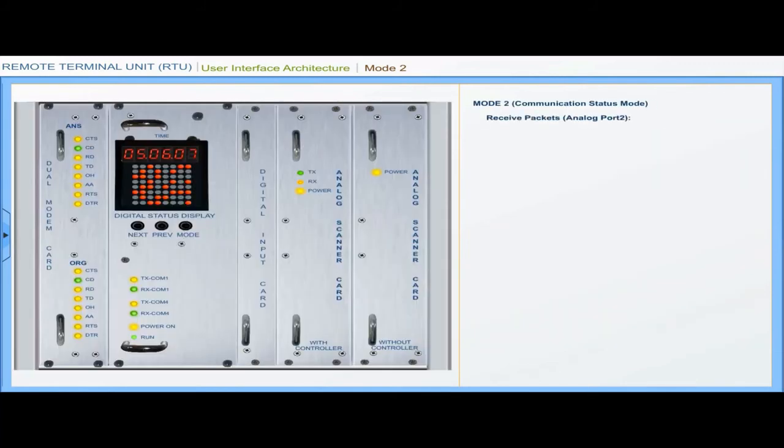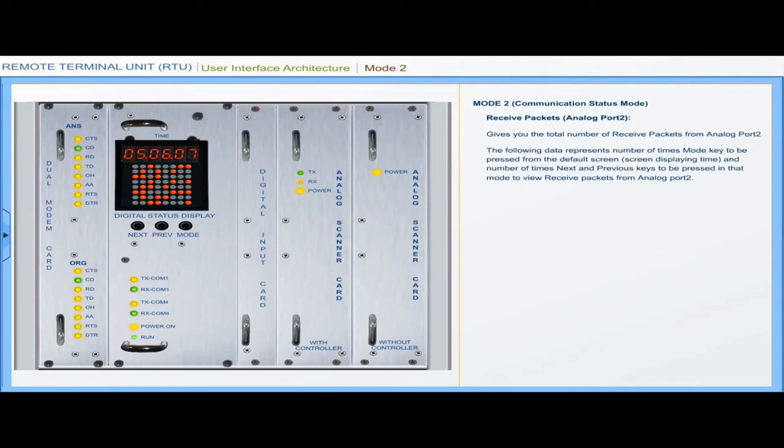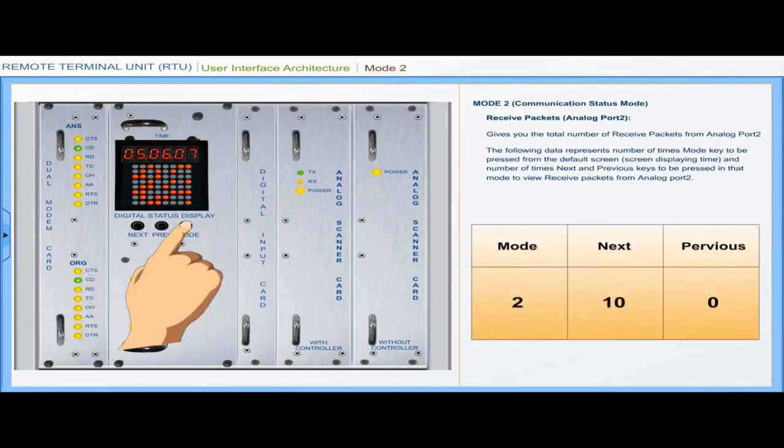Receive packets, analog port 2. Gives you the total number of receive packets from analog port 2. The following data represents number of times mode key to be pressed from the default screen, that is screen displaying time, and number of times next and previous keys to be pressed in that mode to view receive packets from analog port 2. Mode 2. Next 10. Previous 0. Display on 7 segments look like after a time delay of 3 seconds, 7 segments represents receive packets count from analog port 2.